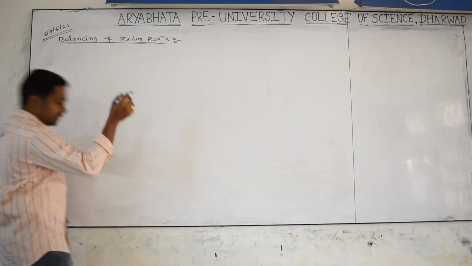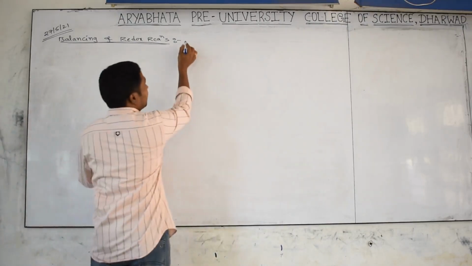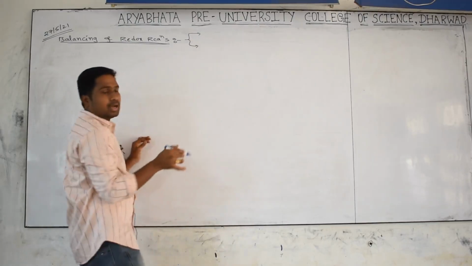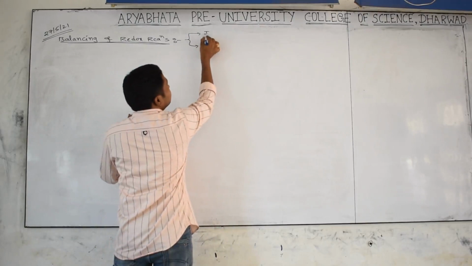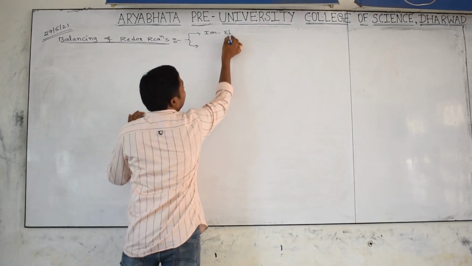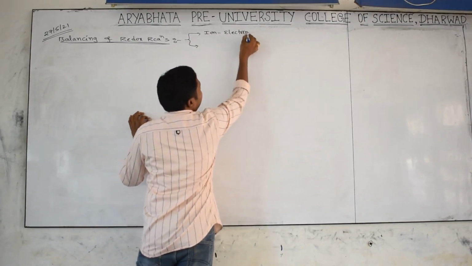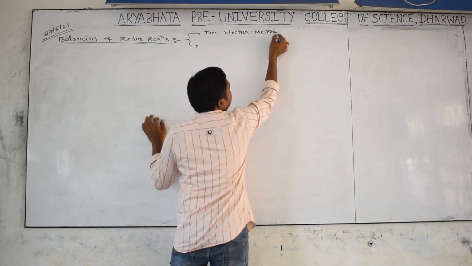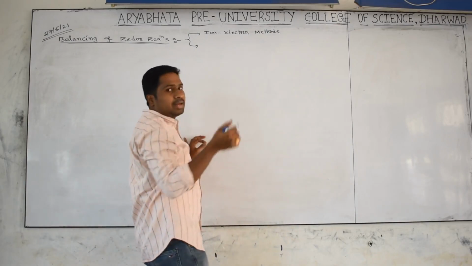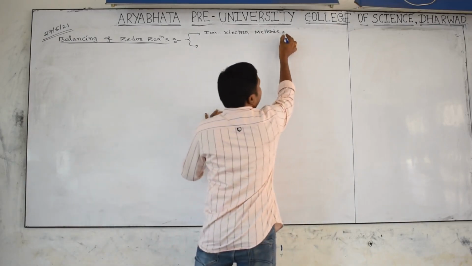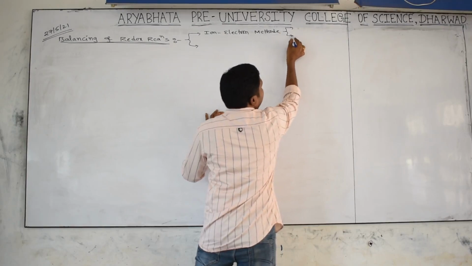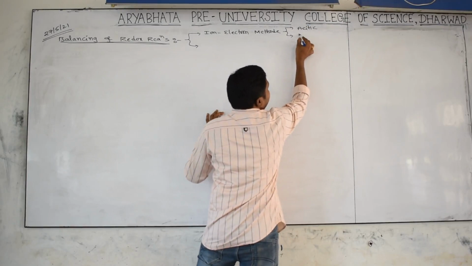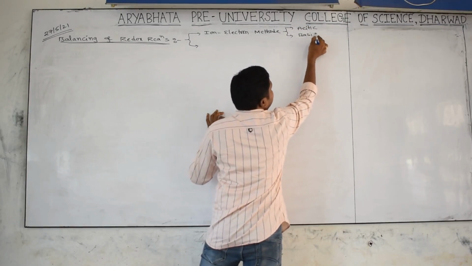Under balancing of redox reactions we have two types of balancing. One is the ion electron method. Ion electron method means we balance the equation by adding ions and electrons. Again, under the ion electron method we have two ways: one is acidic medium balancing, another is basic medium balancing.